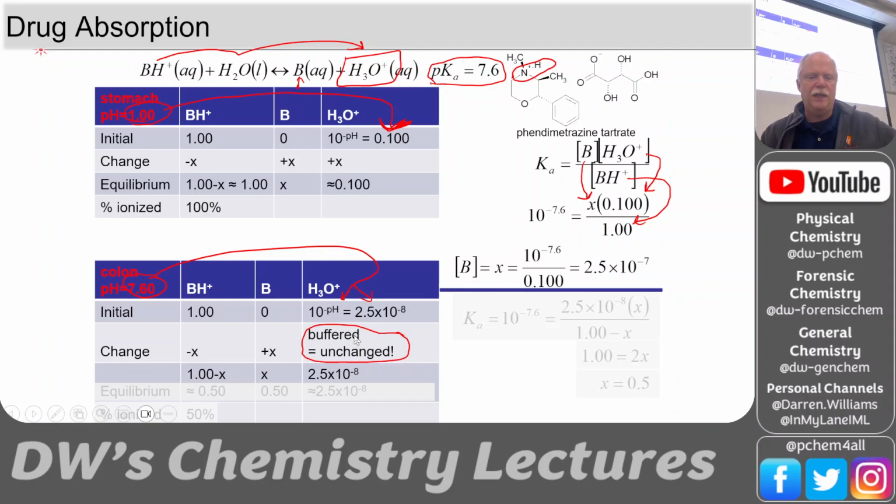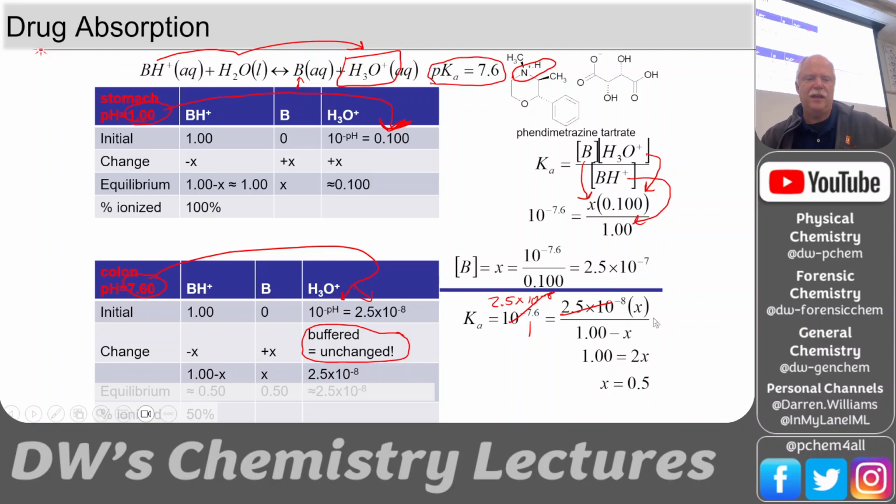And so we have 1 minus X, X, and 2.5. Let's just keep that 1 minus X and do the math that way. So we have 10 to the minus 7.6, which is actually, coincidentally, 2.5 times 10 to the minus 8. So these numbers are equal to each other, and essentially these two cancel. We have 1 on the left, so we move that over. We end up with 1 minus 2x, and so x is equal to 0.5.